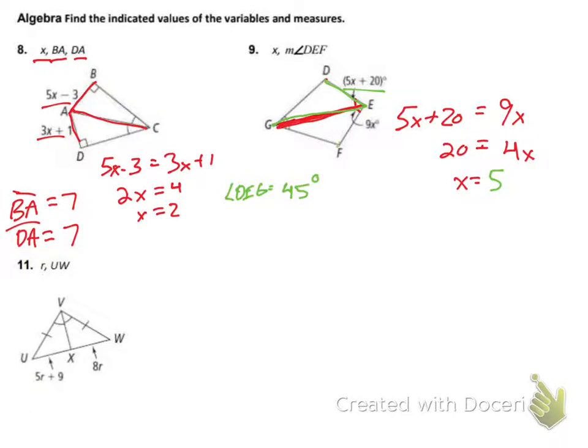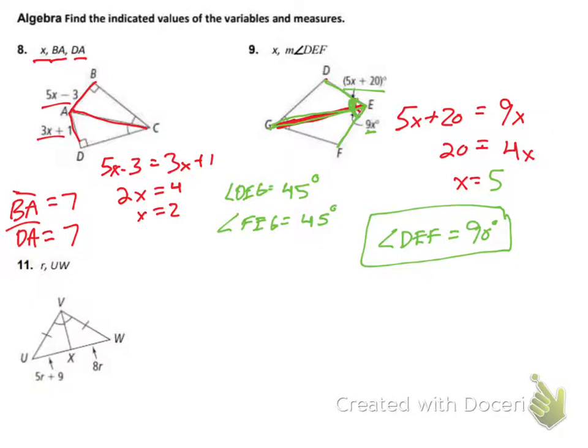And then if I want to find FEG, I would just do 9 times x, or 9 times 5. So angle FEG is equal to 45. So I would just add those two together to get the entire thing right here, because it wants DEF. So angle DEF is equal to 90 degrees. And that's your final answer right there for that one. And you needed to find x.